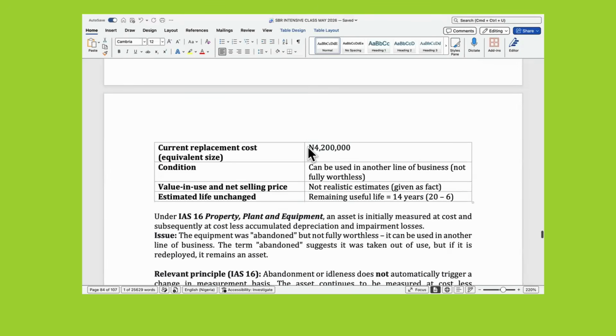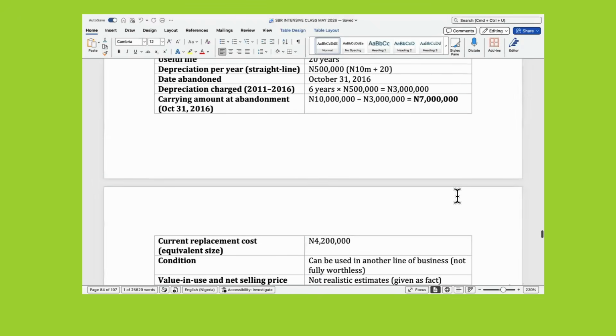The current replacement cost of the asset is 4.2 million. The asset can be used for another line, so it's not completely worthless. The value in use, we cannot determine. The net realizable value, fair value less cost to sell, cannot be determined either. The remaining useful life of the asset is 14 years because it has used 6 years out of 20 years.